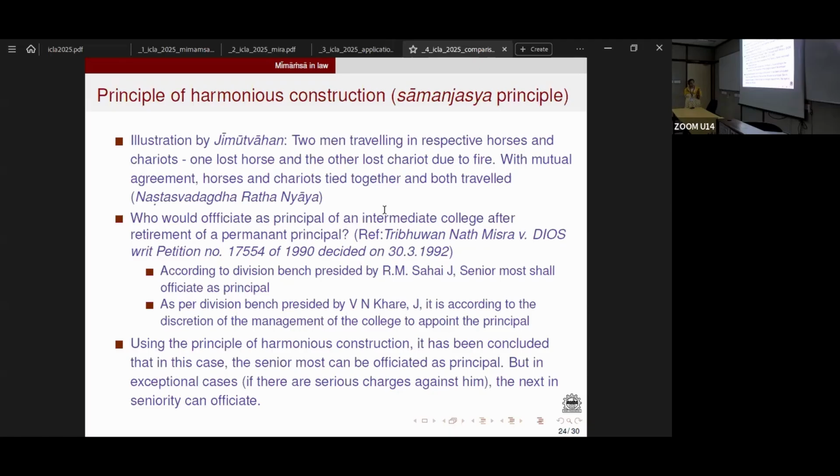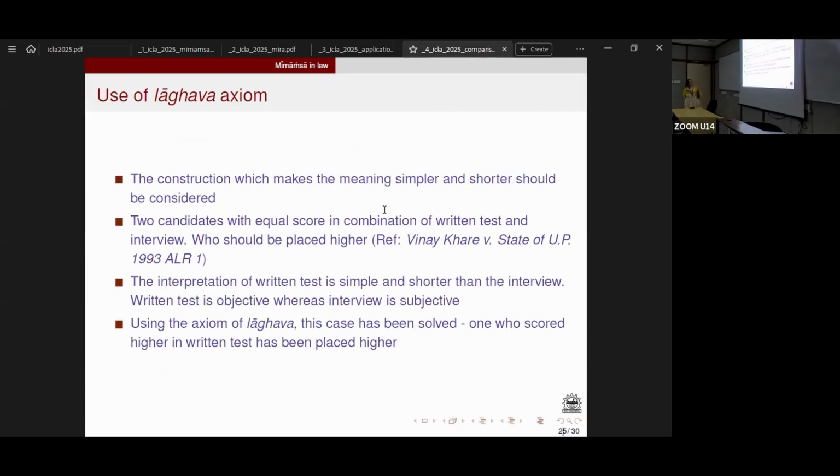So there are plenty of other works in law that have taken this. I have listed those references also. This is another interesting thing, from Laghava. There is an axiom in Mīmāṁsā which says the construction which makes the meaning simpler and shorter should be considered. The example here is two candidates with equal scores in a written test and interview. Whom should be selected? They applied this Laghava principle because the written test interpretation is easier and shorter, so that it can be taken.